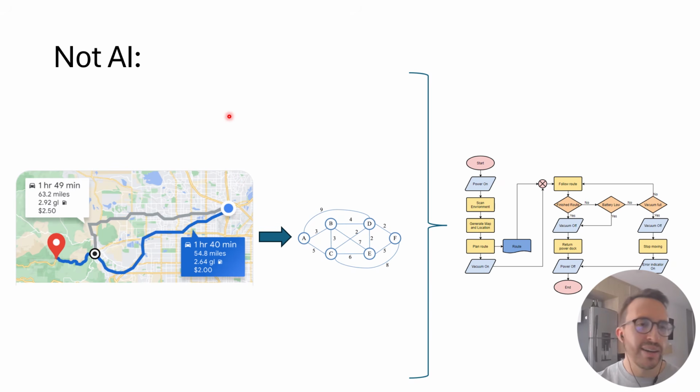Let's take another example. Take Google Maps. You can tell Google Maps, hey, show me how to get from where I am to this address. Now that feels pretty smart, but that's still not AI. And the difference is that something like Google Maps is really just following a set of steps that a human programmer programmed into the computer.